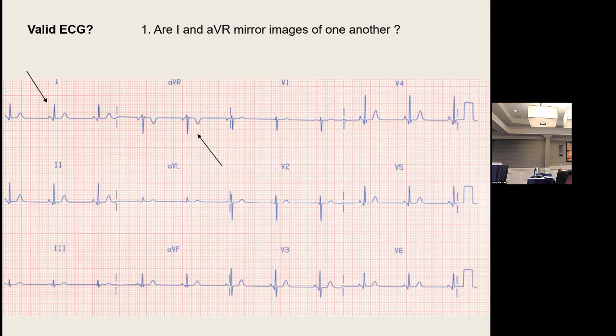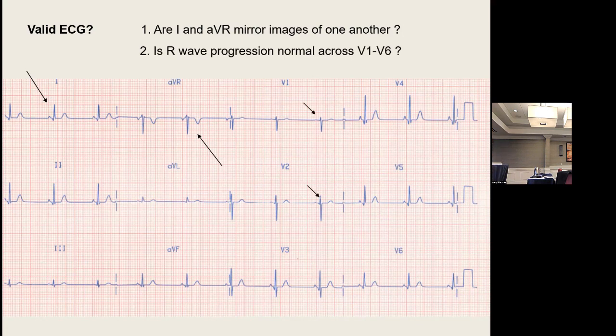Now, it's not a perfect mirror image because it isn't wall to wall. It's ceiling to wall. But the idea is P wave is up, P wave is down. QRS is up, QRS is down. T wave is up, T wave is down. Done. Axial leads are connected correctly. Move on. Next question, we're going to look at the precordial leads.